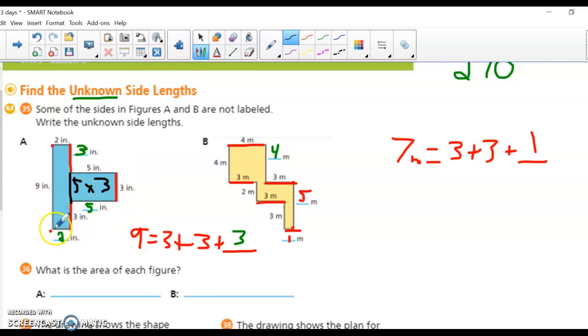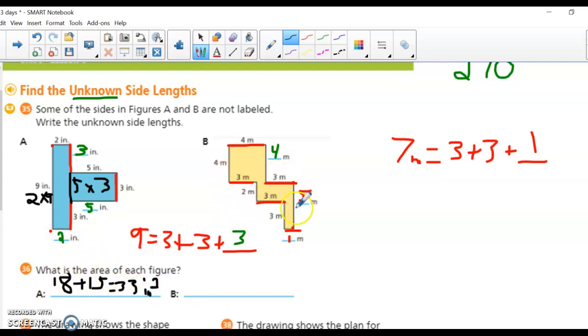And then this one we said was 2 by 9. So this one would be 2 times 9. Well, the area of figure A is 2 times 9 is 18, plus 5 times 3 is 15. That's going to leave us with an area of 33. And our label is inches for A. And we have to say squared because we're doing area again. Okay, so that's how you find the area.